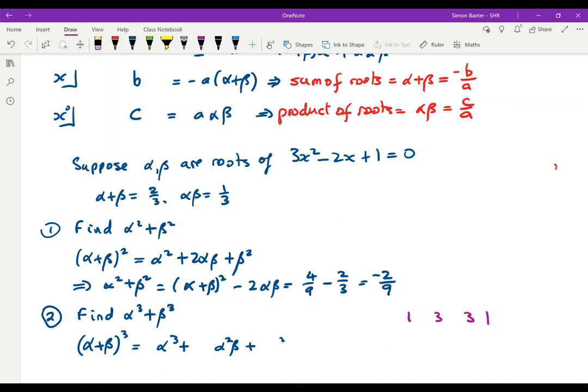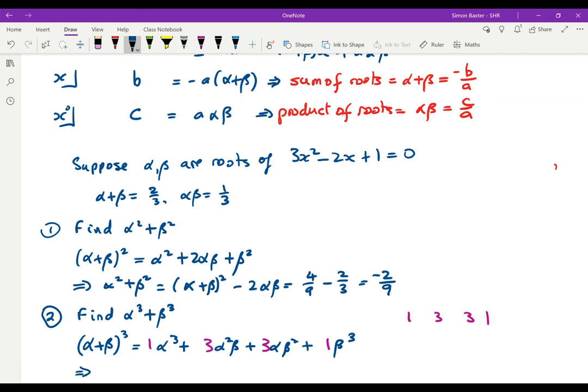I've still got it wrong. Alpha beta squared. And we know that we have a beta cubed. We then pop in the numbers 1, 3, 3, 1. And that is how you should really be thinking if you're expanding alpha plus beta all cubed.